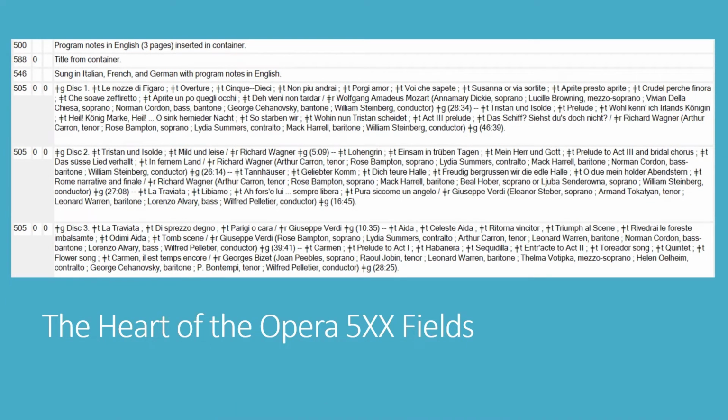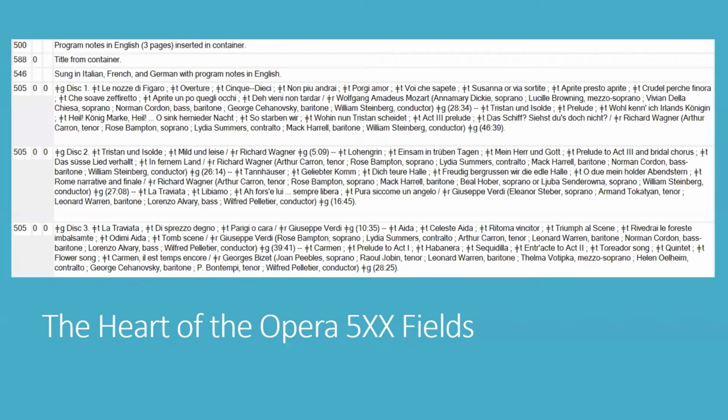The 505 field, formatted contents note, has zeros for both indicators, which means that these are the contents, that's the first indicator, and enhanced, that's the second indicator. Subfield G is for miscellaneous information, used for the disc number and the number of minutes and seconds. Subfield T is for the title, and subfield R is for the statement of responsibility, in this case, the composer. For books, it's typically the author.